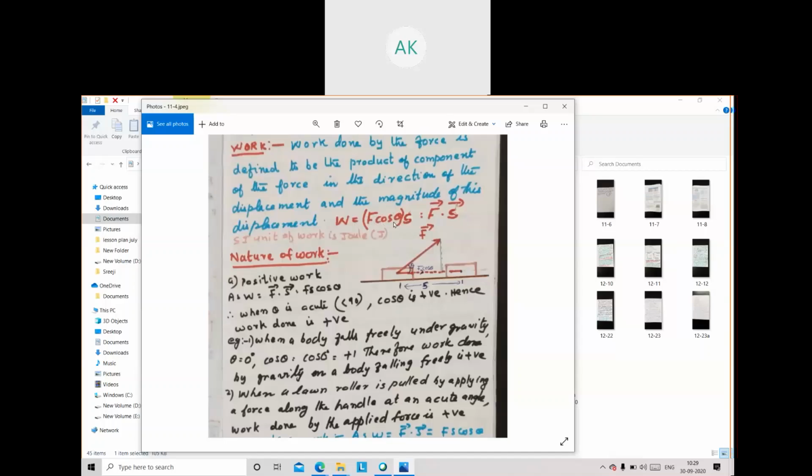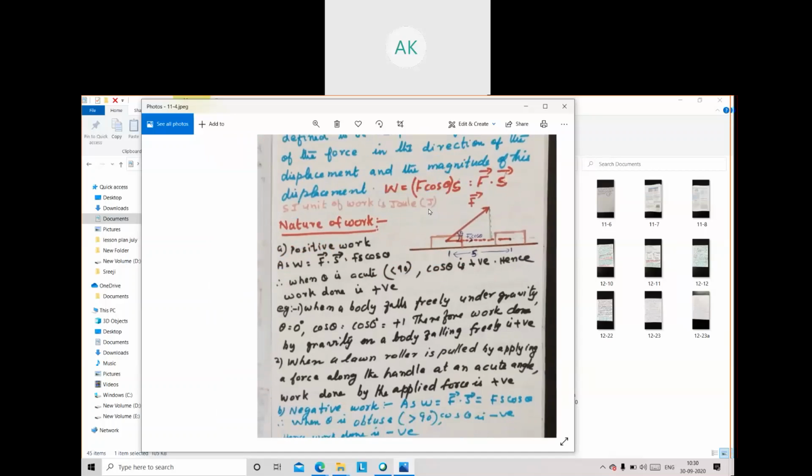And what is the geometrical interpretation of the scalar product of F and S? It is the product of the magnitude of the displacement vector and the magnitude of the component of vector F in the direction of the displacement vector. What is F cos theta? Component of vector F in the direction of displacement. What is S? Magnitude of displacement. Okay. The work done, we got the formula now.